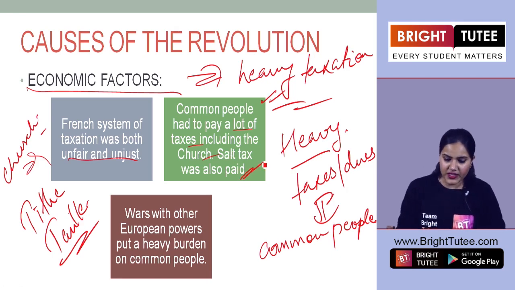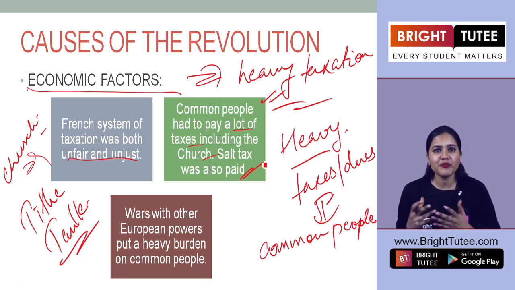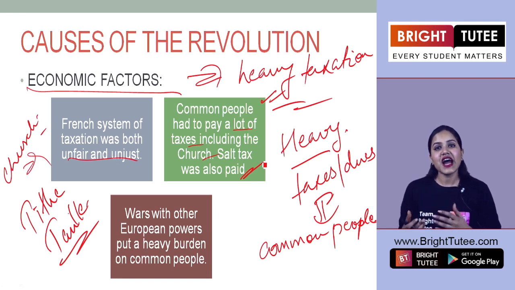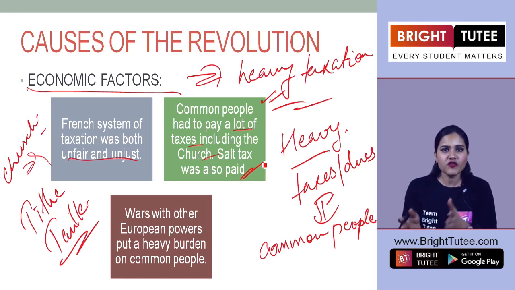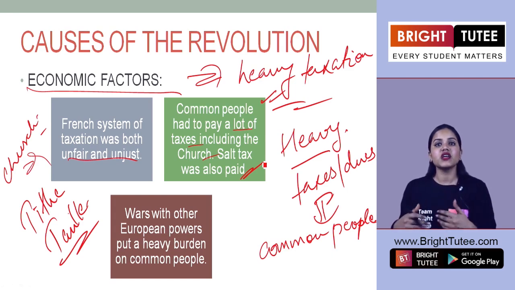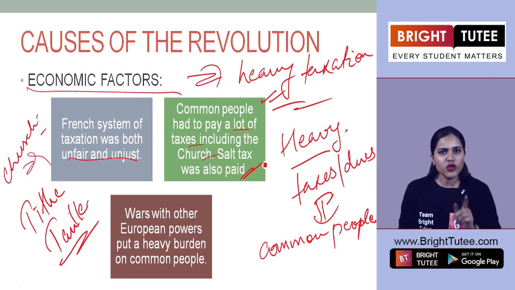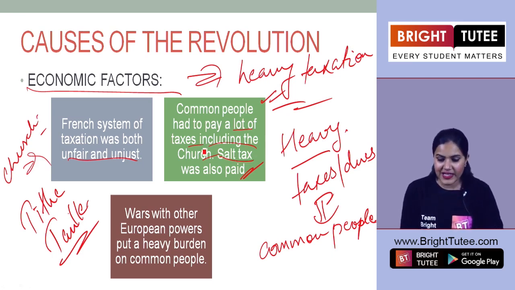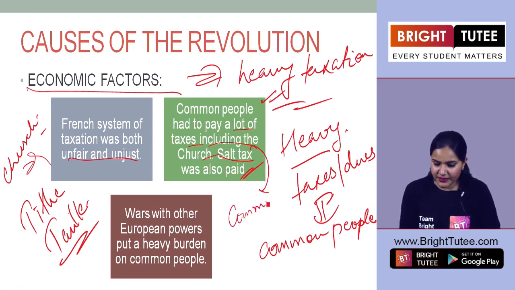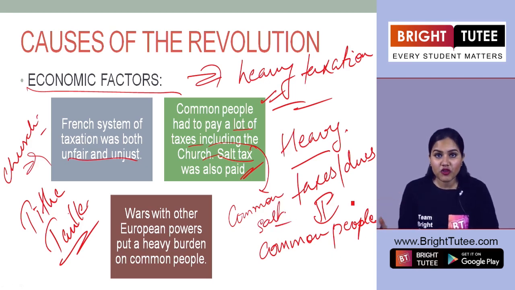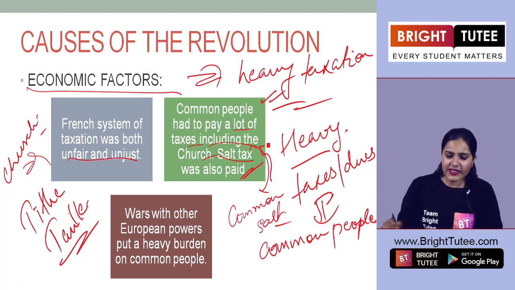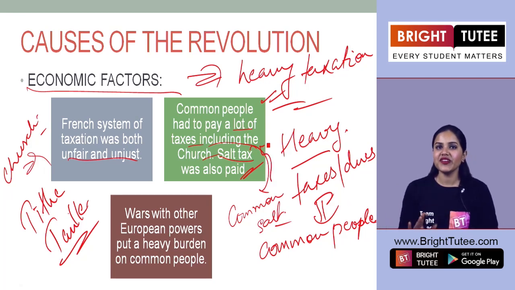Now, apart from this, common people were also feeling pressurized. Why? Because they had to pay salt tax. Apart from all these taxes, salt tax was another important tax that was being paid by the common people. Now, do you think salt tax is good or necessary here? No, students. Common salt is something that is consumed by all, whether it is a rich person or a poor person. So, taking tax on it, is it a good thing? Definitely not. People were enraged by this as well.